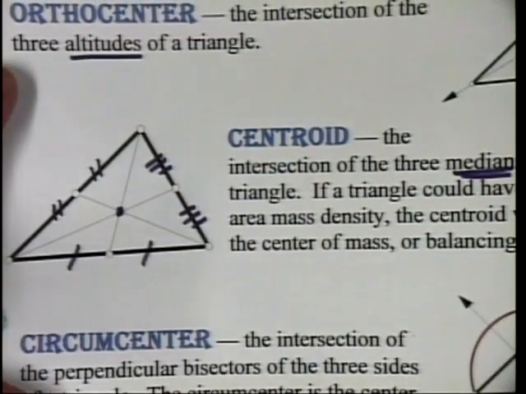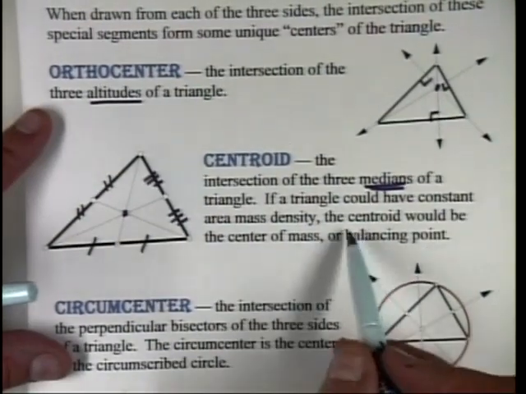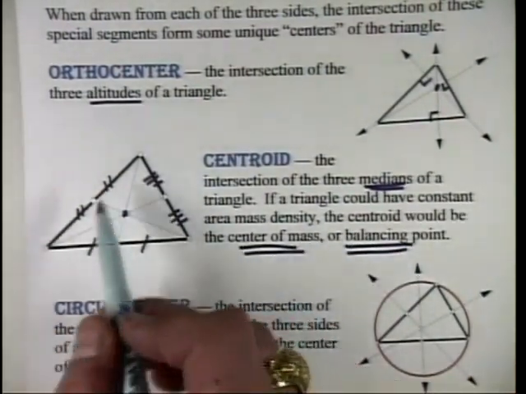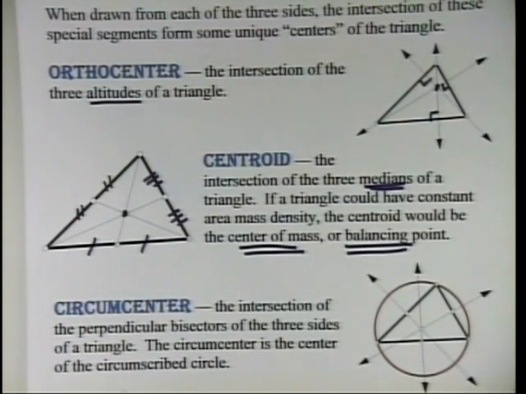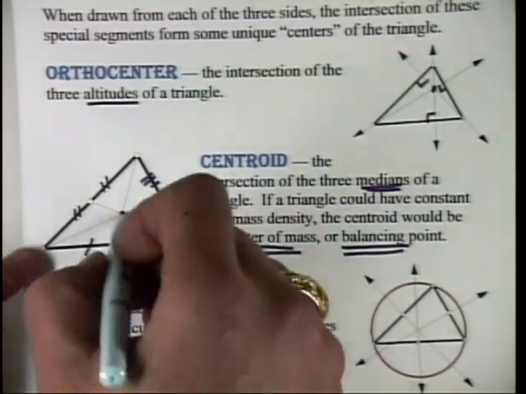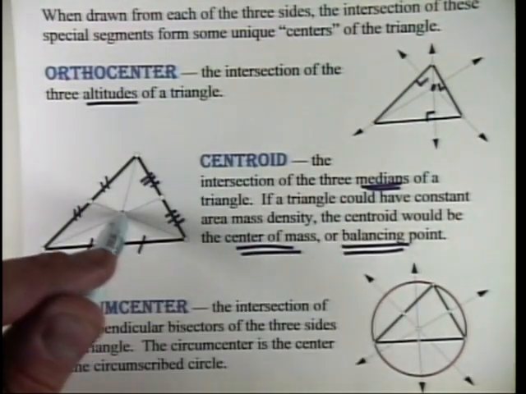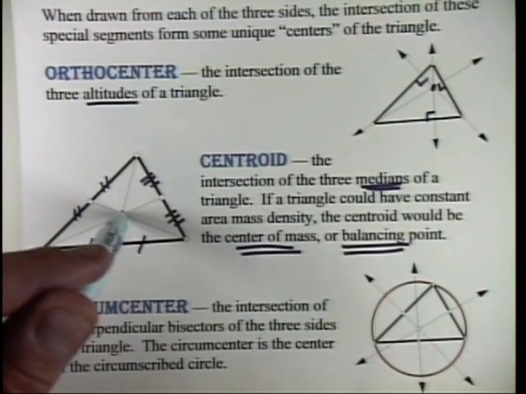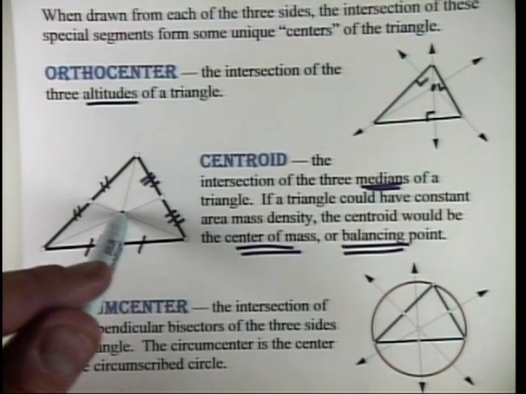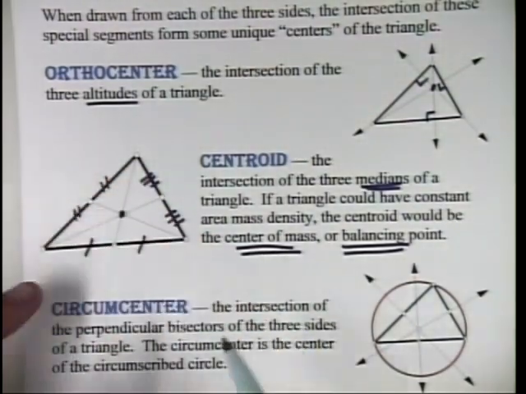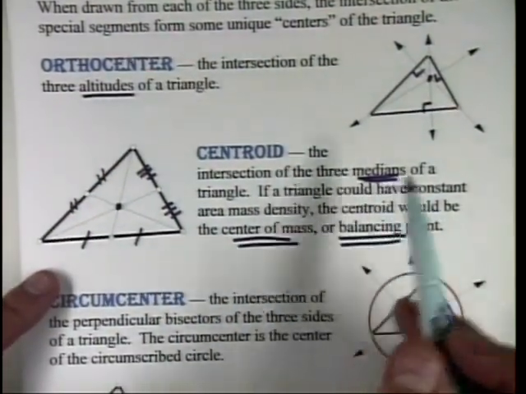Now, here's the centroid. Here's what it means. The centroid would basically be the balancing point or the center of mass if this triangle had uniform density, if it was the same thickness throughout or had the same weight distribution throughout. You could actually find the centroid and balance a pen on the centroid, turn the geometric shape upside down, and you should be able to walk around the room with it balancing on your pencil. That's the neat application of the centroid. It's the balancing point. And it is the intersection or the point of concurrency for the three medians.